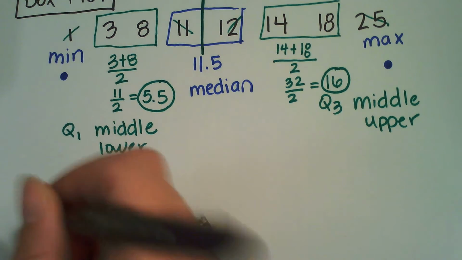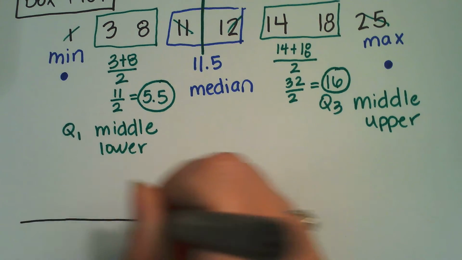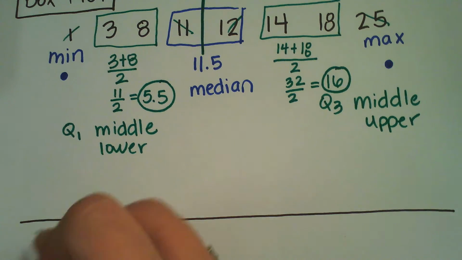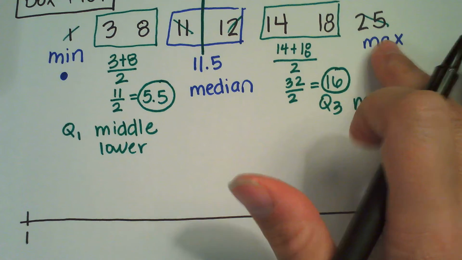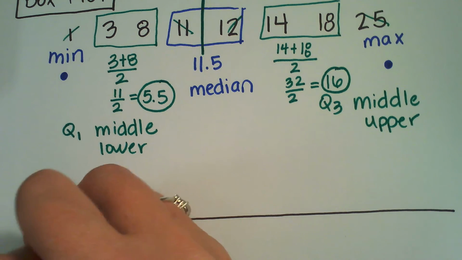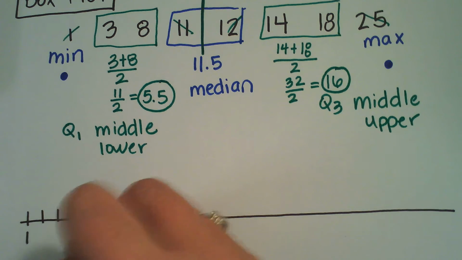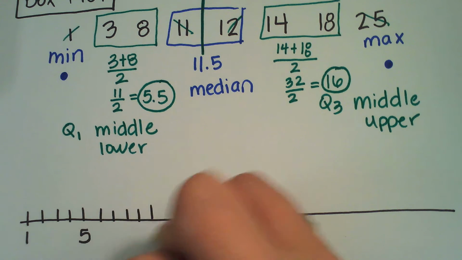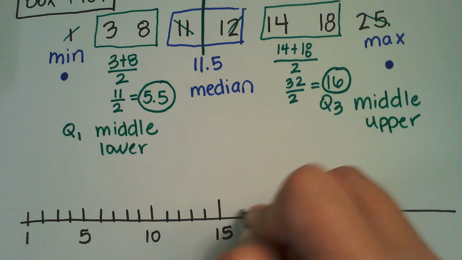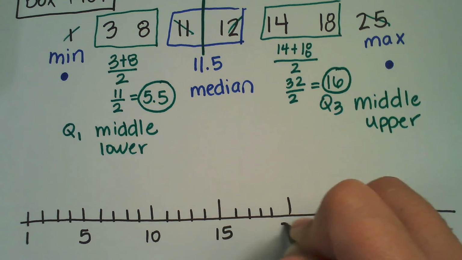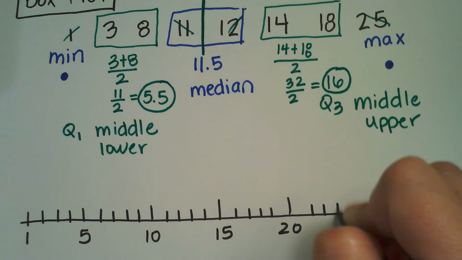All right, so to make the box plot, you'll be given a number line. It's going to start at 1, and it needs to go all the way to the max at 25. 1, 2, 3, 4, 5, 6, 7, 8, 9, 10, 11, 12, 13, 14, 15, 16, 17, 18, 19, 20, 21, 22, 23, 24, 25.